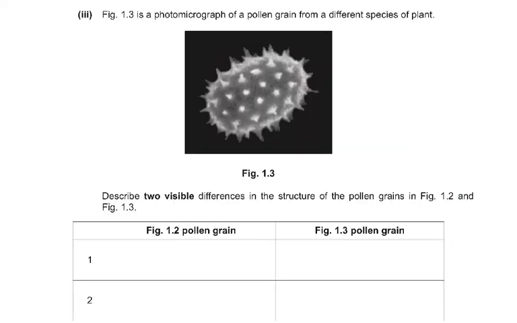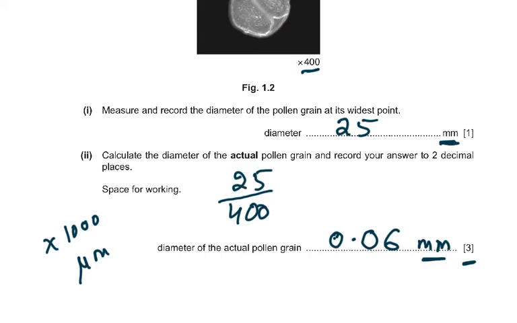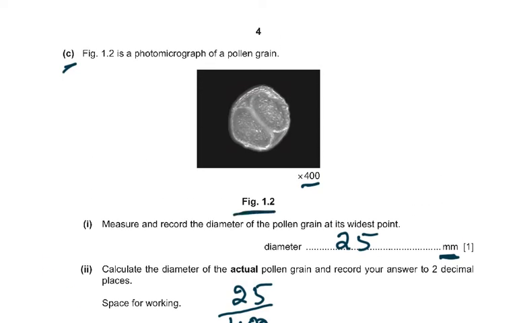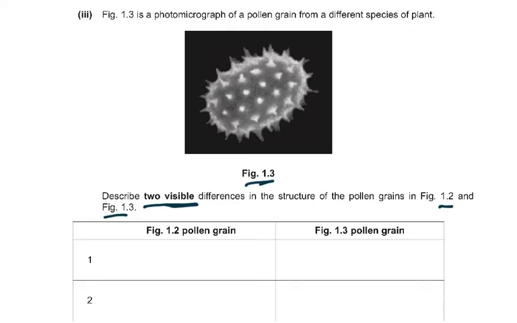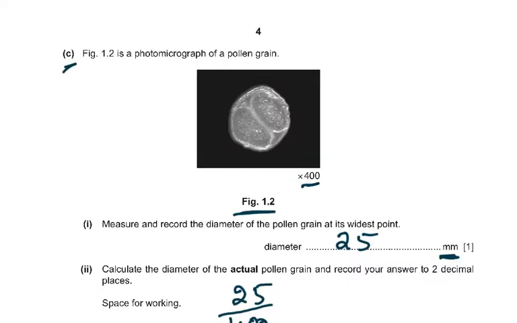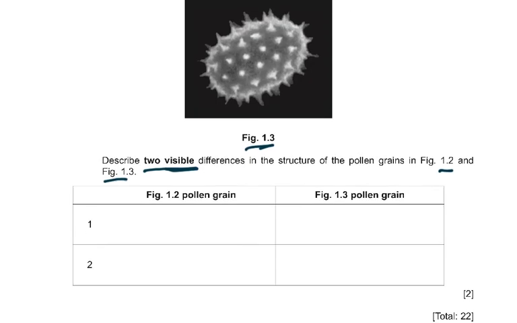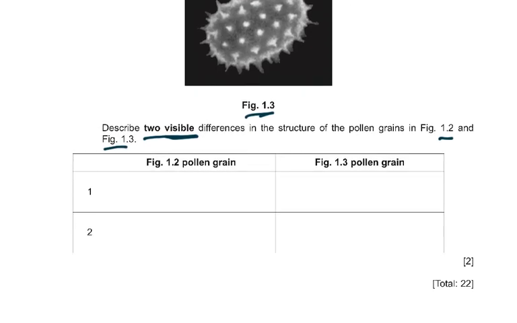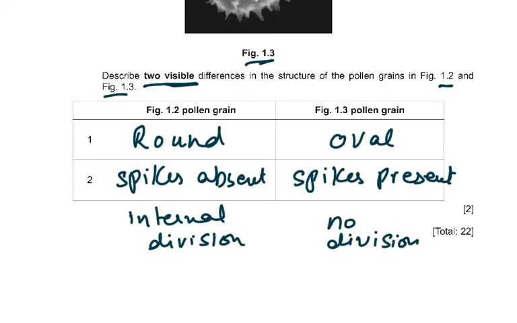Then it says figure 1.3 is a photomicrograph of pollen grain from a different species of plant. Describe 2 visible differences in structure of the pollen grain in figure 1.2 and 1.3. So you give me the visible differences between the two. So look at it again and look at it again and then say visible difference. That's something very, very common that they give you this sort of a question. So the visible differences were round, oval, the shape, spikes absent, spikes present, and internal division and no internal division.